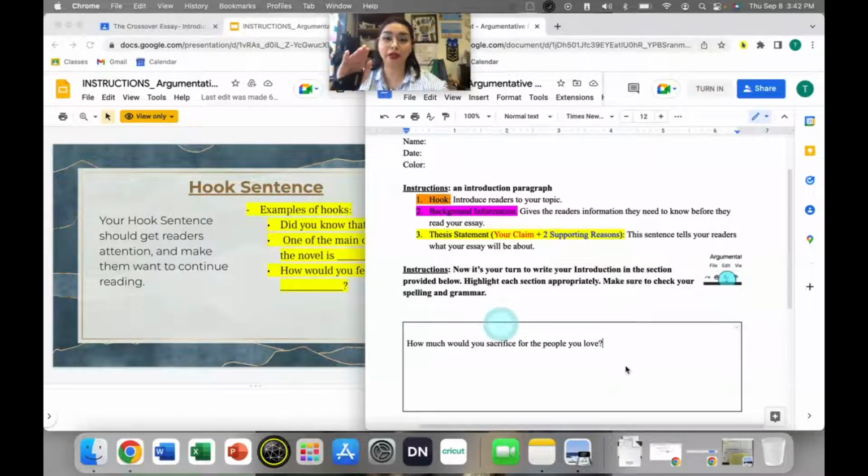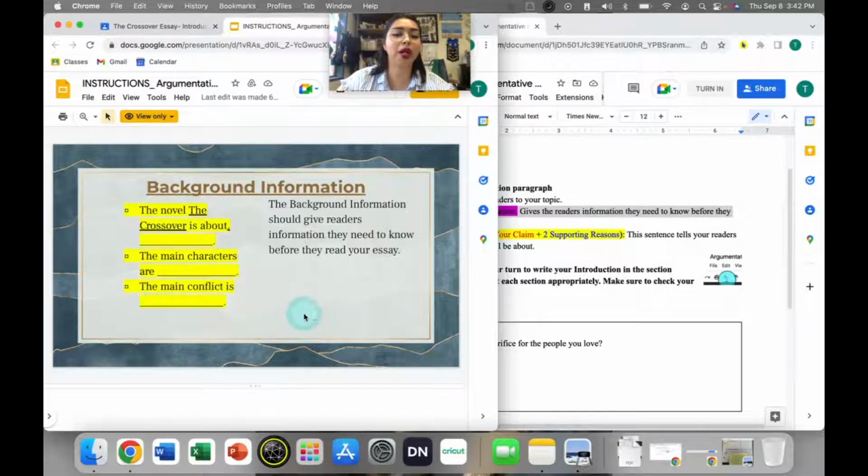Okay, so now you should have your hook completed. Now we're going to move on to the next chunk of our essay, our paragraph, which is going to be the background information. So if I go to my next part, the background information should give readers the information they need to know before reading your essay. For example, maybe I need to know who the characters are.